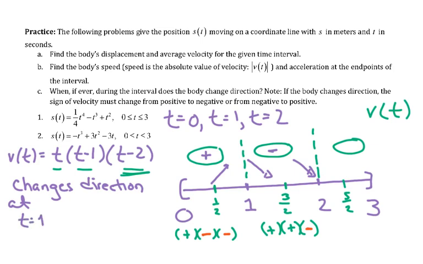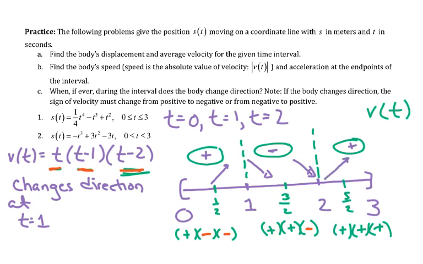At t equals 1. Now check this last one. When you plug 5/2 into each of these three factors, figure out the sign. Well, 5/2 is positive. 5/2 minus 1 is positive. 5/2 minus 2 is positive. So overall, the velocity is positive here.